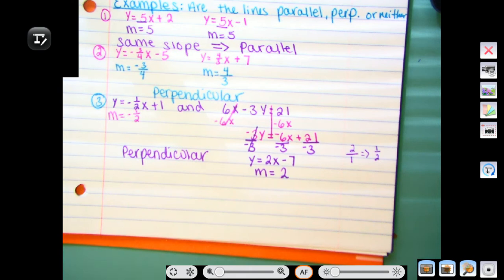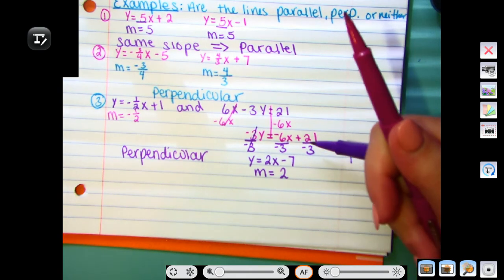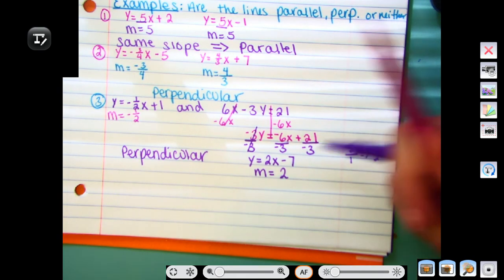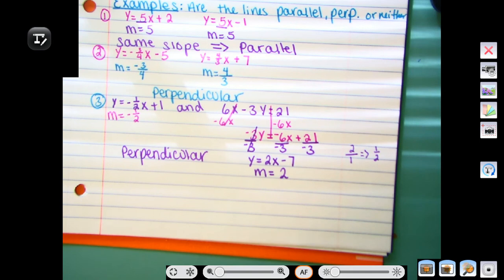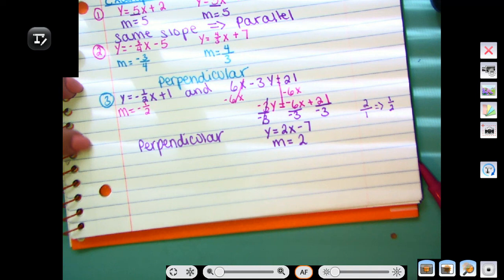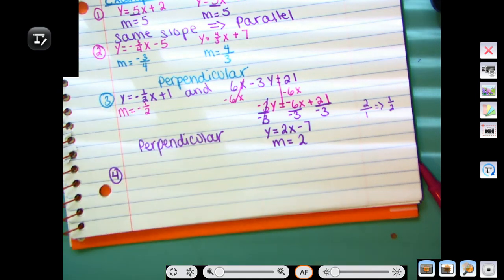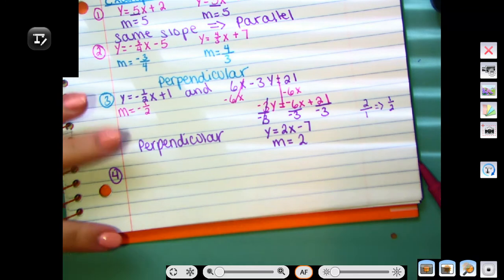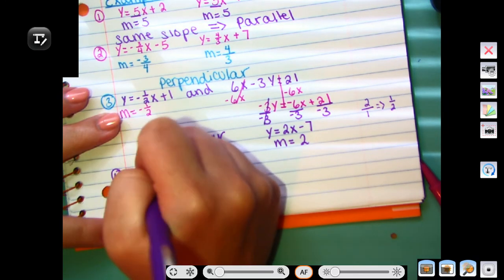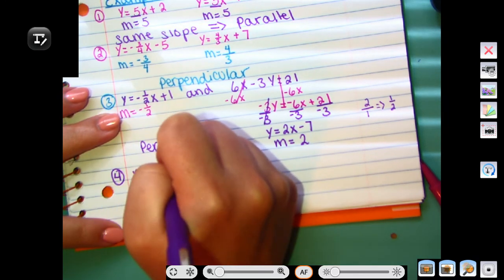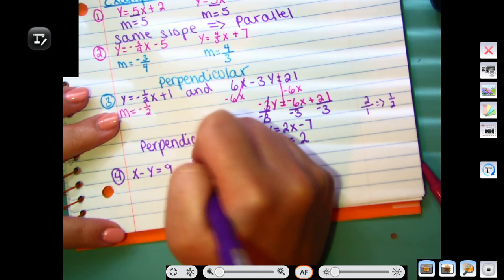And that's all. So obviously a little bit more work on this one. You will have a good chunk of problems where you do have to get them into slope-intercept form. So let's take a look at another example. I just want to give you another type that you might see and how to work with that.